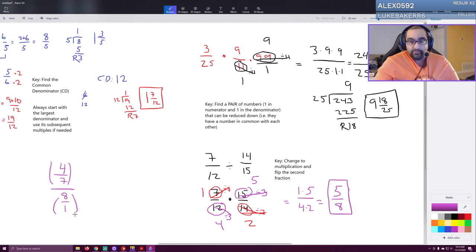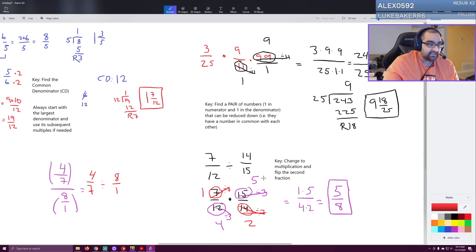So now I've effectively rewritten the problem here as 4/7 with parentheses and 8 over 1 with parentheses. So I can rewrite it just like I have here on the right. I can write it as 4/7 first, divided by 8 over 1.